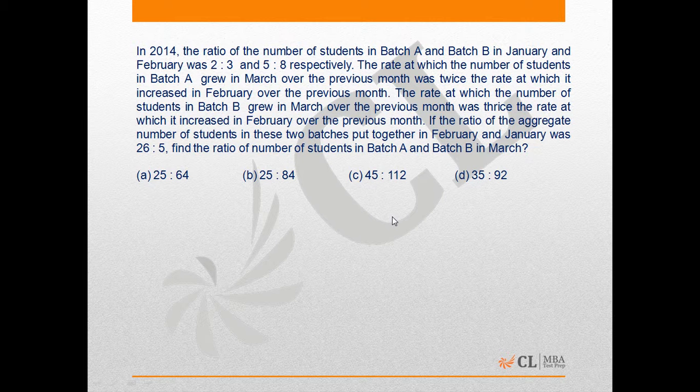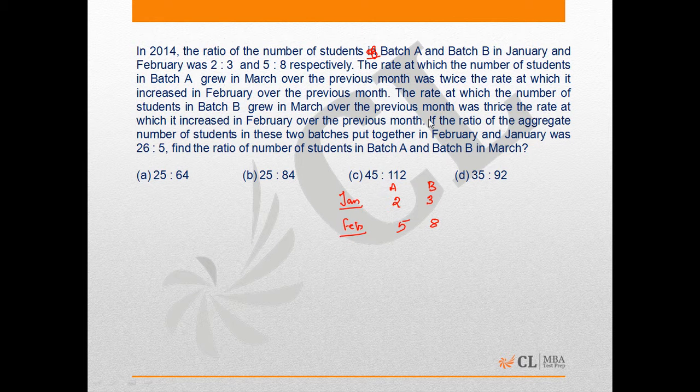This question should be done in round 2. It says in 2014 the ratio of the number of students of batch A and batch B in January, if I read it thoroughly, the ratio of students are 2:3, and in February it is 5:8. So in Feb this is 5:8.